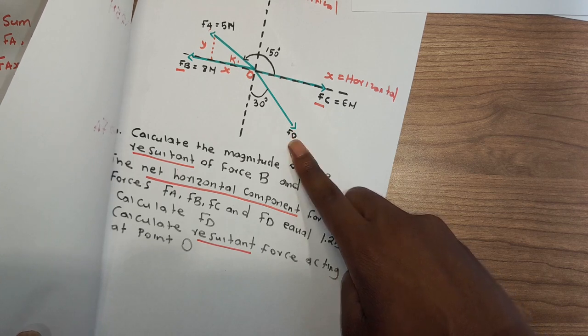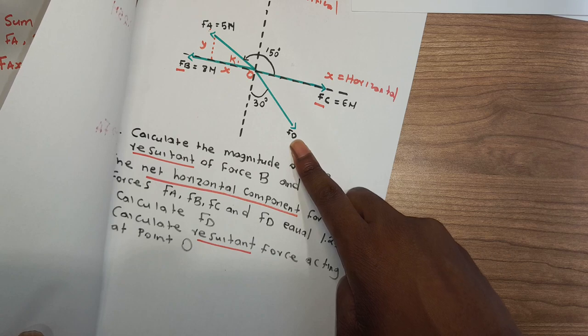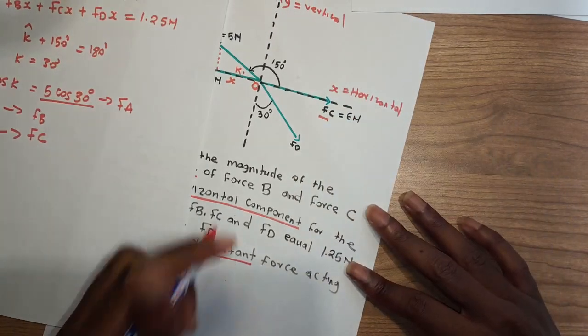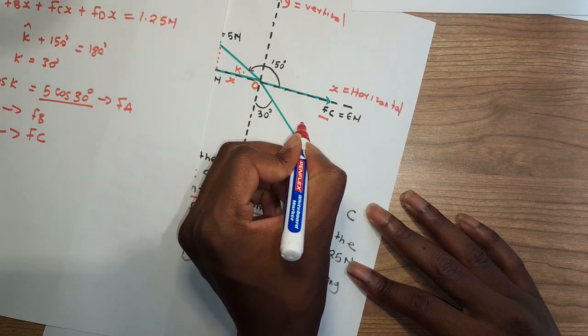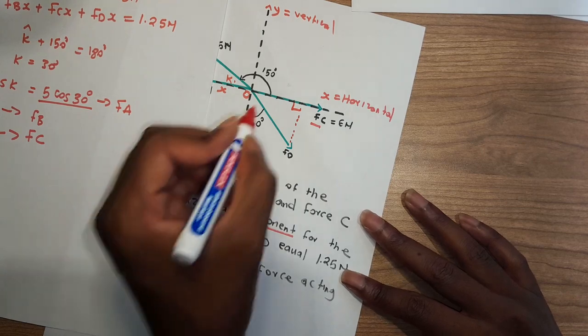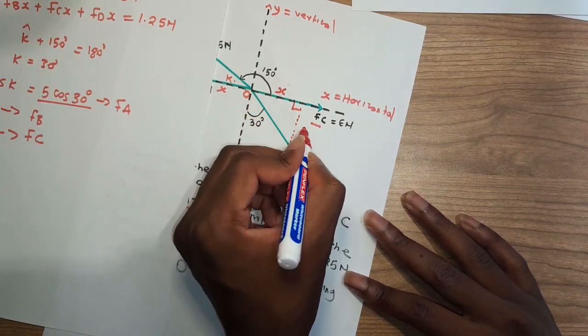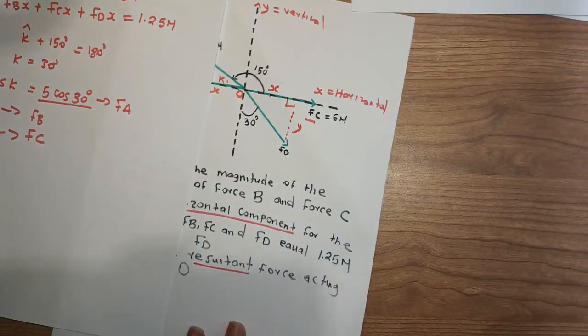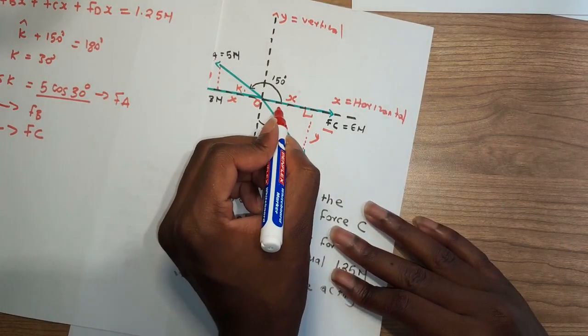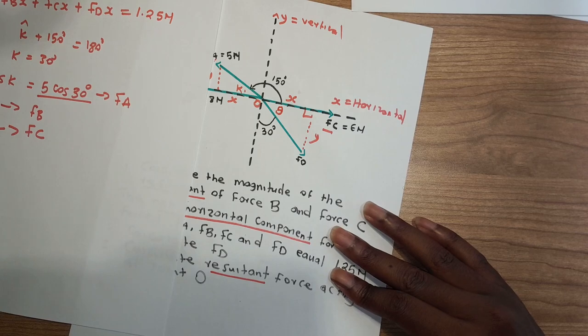Right? Let's try to find the x component of the force FD. How can we find the x component? Let me draw a dotted line here. This is going to be x and this is going to be y. But how can we find this angle that I'm going to call theta? How can I find the angle theta?